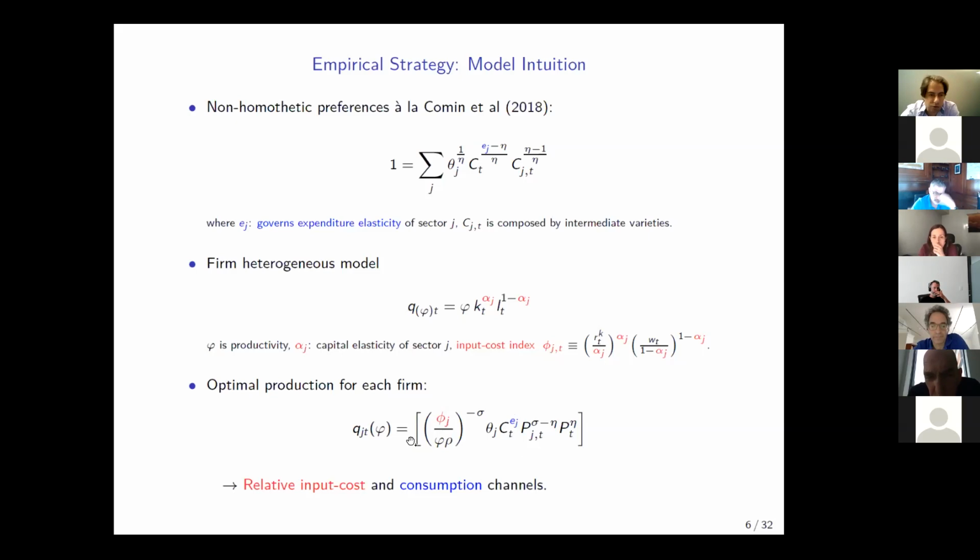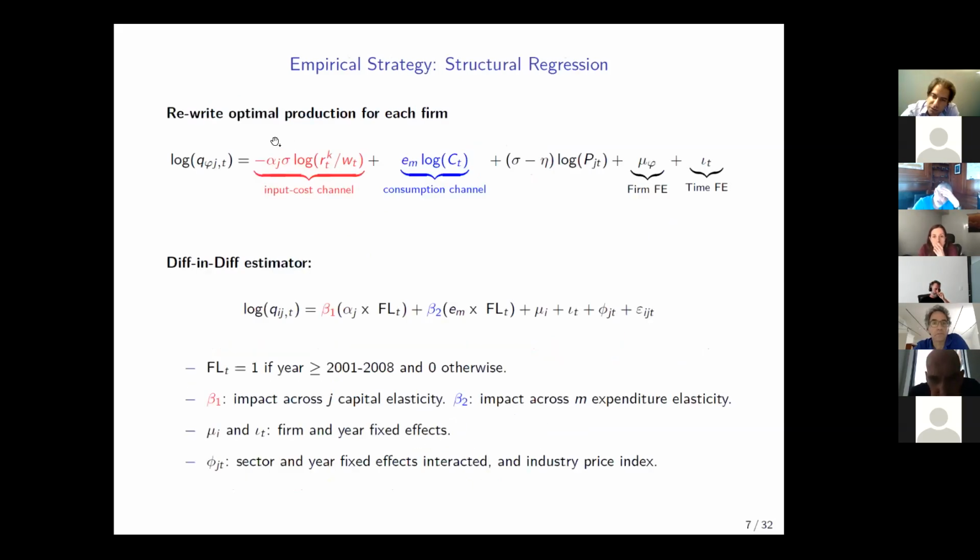So what we're going to do is we're going to take logs, group some terms, and you're going to get an expression that looks a little bit like this. Basically, the input cost channel is going to depend on the relative price of capital and wages. And what we know is that in the liberalization, this term is going to drop. And then you also have that your demand is going to react to the aggregate expenditure in the economy.